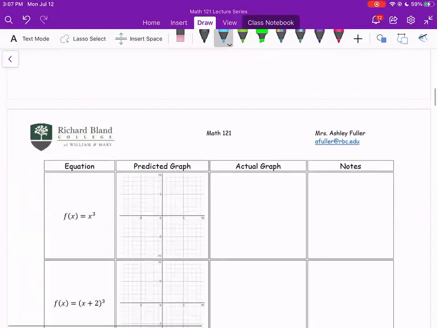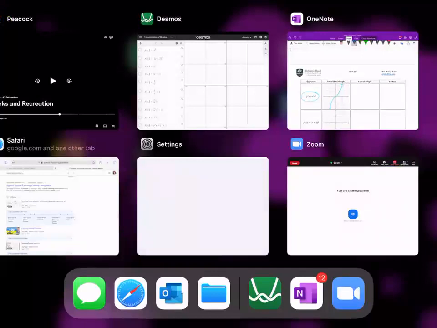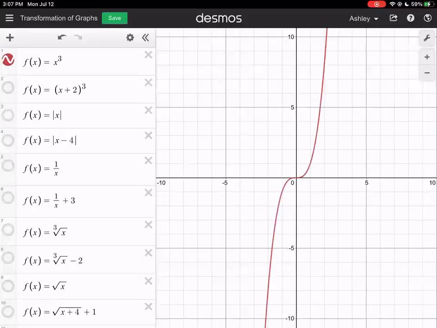Well, let's look at this first graph. We see here that our a value is a positive 1 out front here. So we know our right hand's going to go up. And then we know our left hand is going to go down because the exponent is odd. What I'm referring to with Desmos is you can come over here and then you can check your graph. We see that that matches.